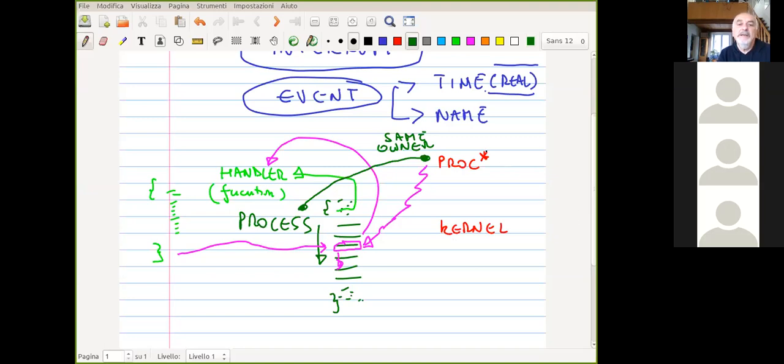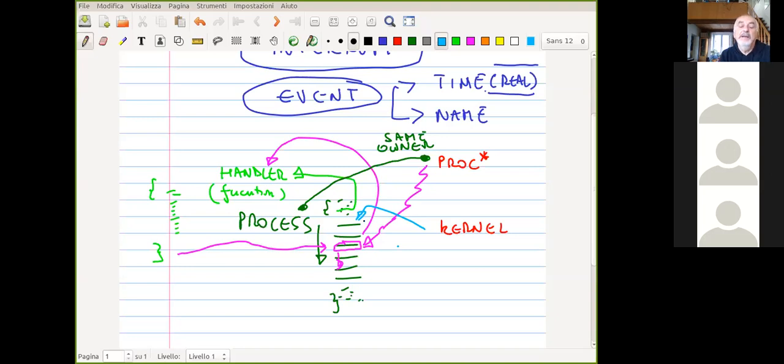You cannot send events or signals outside the process tree of an owner, and this is very important, of course, for safety reasons. The kernel can raise any kind of events or signals, of course, to any process. The kernel can do.